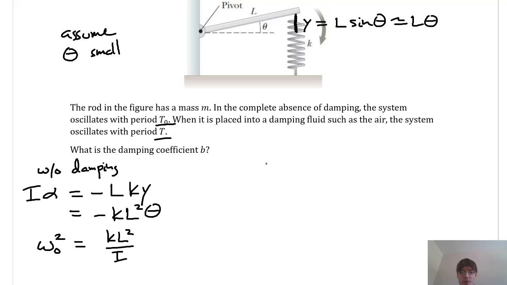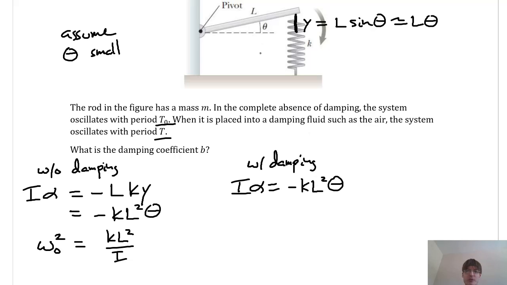Now let's see what we have with the damping around. The spring is unaffected, so I have I alpha is equal to the same torque from the spring, minus KL squared theta. But now there's a new ingredient. Now there is a damping effect from, I guess, the air that it's moving in. And I'm assuming the damping effect is proportional to the angular velocity that it has. So it's a damping coefficient times angular velocity d theta dt.